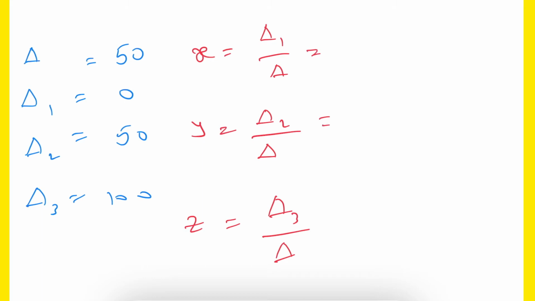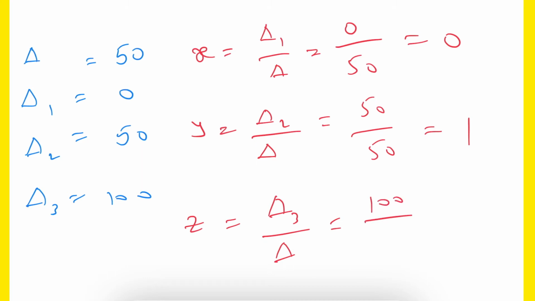Okay, let us write the values then. What is delta 1? 0 by 50, 0. Delta 2, 50 by delta 50, 50 by 50, 1. Z, delta 3 by delta. Delta 3 is 100 by delta is 50. So 100 by 50, it is 2. So x value is 0 and y value is 1. Z value is 2.